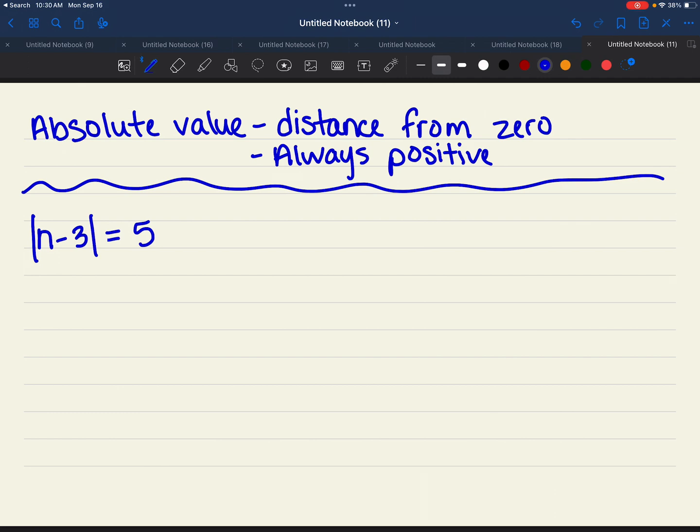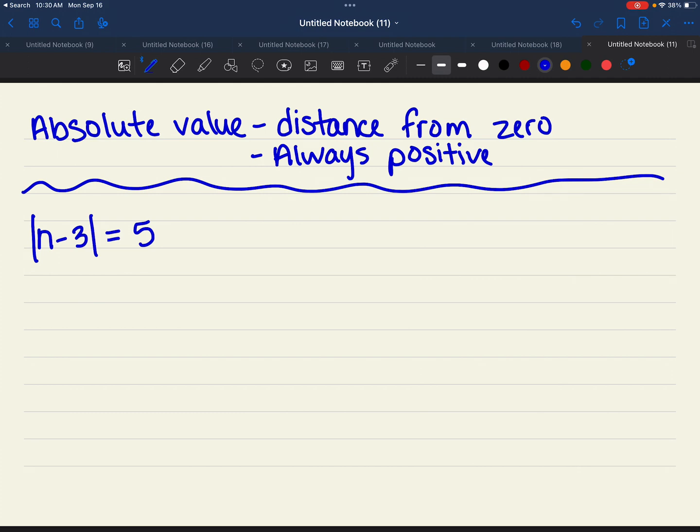Here's something else we have to talk about. How many different answers give you the same absolute value? 2, right? Give me an example of 2 different numbers that give you the same absolute value. 7 and negative 7. Because 7 and negative 7 are both how far away from 0? 7 units, right? So 2 different answers give us the same absolute value.